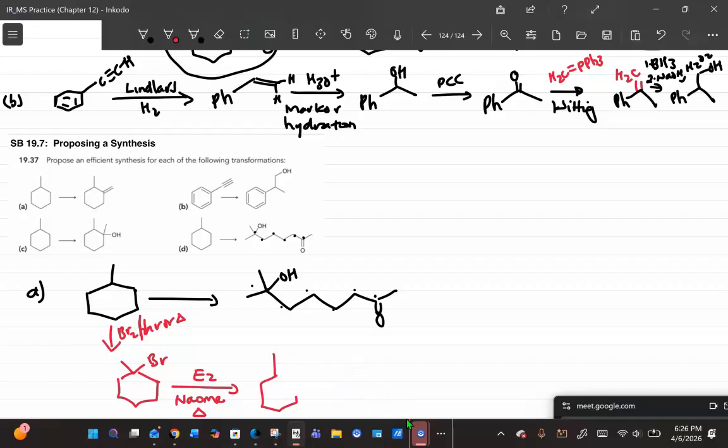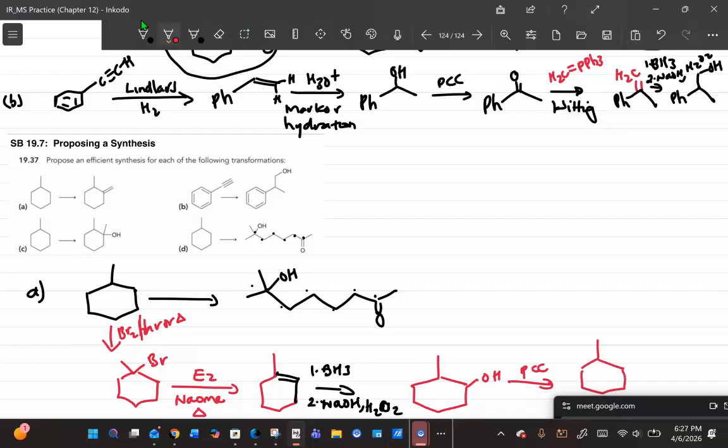Let's put our carbonyl there and see. I'm trying to avoid protection. We only protect when we are desperate. Okay, so put OH here. Do our PCC. It's going to give us a carbonyl.